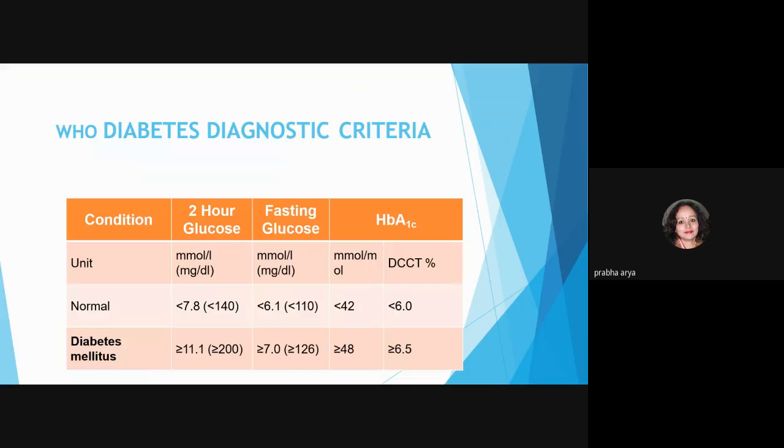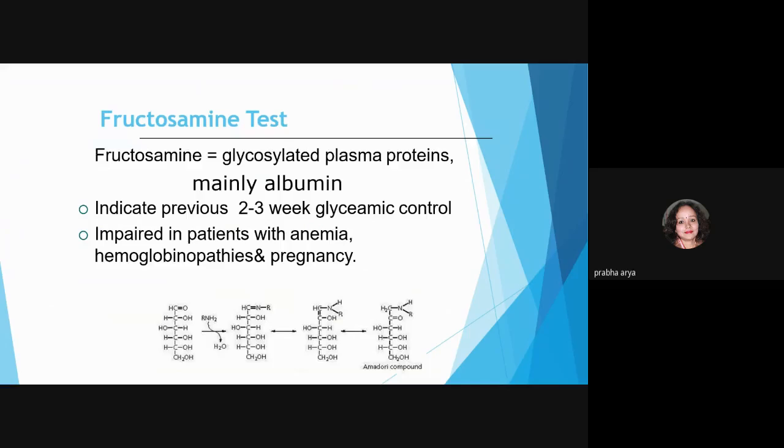While diabetic patients have more than 200 milligram per deciliter, and fasting glucose is 126 milligram per deciliter, and glycated hemoglobin is more than 48 millimole per mole, while percentage is more than or equal to 6.5.